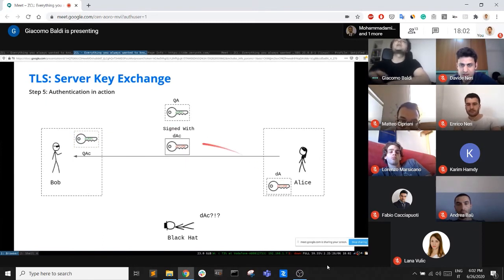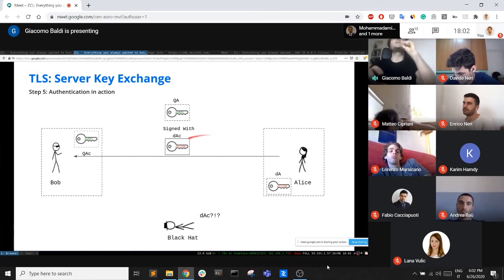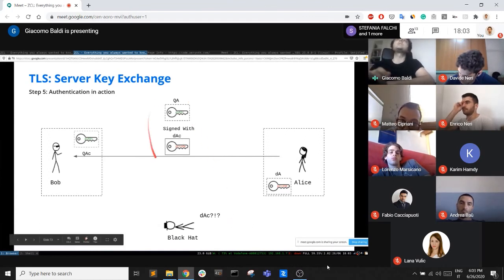Because only Alice can sign something with a key of which the public key is in a certificate. Okay, so Black Hat now can't do anything because it doesn't know the DAC. Okay, this is the authentication step, not only authenticity, because this is like a challenge for Bob. Bob is receiving something, a number, signed with something that only Alice can use. And this number is valid only for this communication. If Black Hat wants to crack the next communication, he cannot use this information.